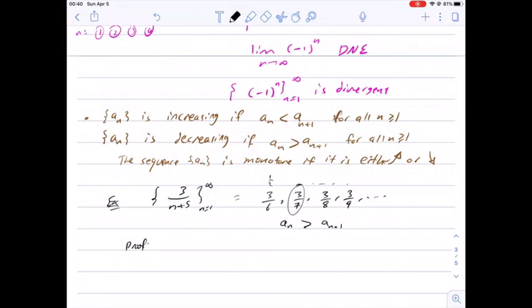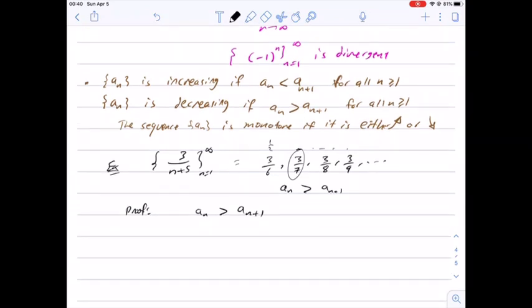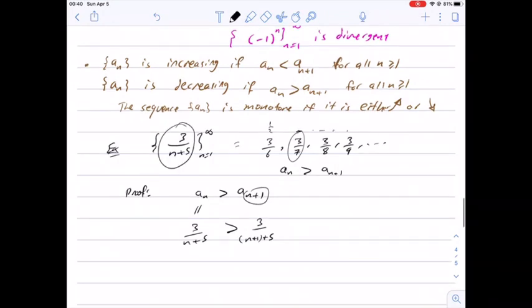Now we can prove this by using this inequality. A sub n is greater than a sub n plus 1. So substitute n, we get 3 over n plus 5. Want this to be greater than, substituting n plus 1 in this sequence. So this gives us 3 over n plus 5 greater than 3 over n plus 6.